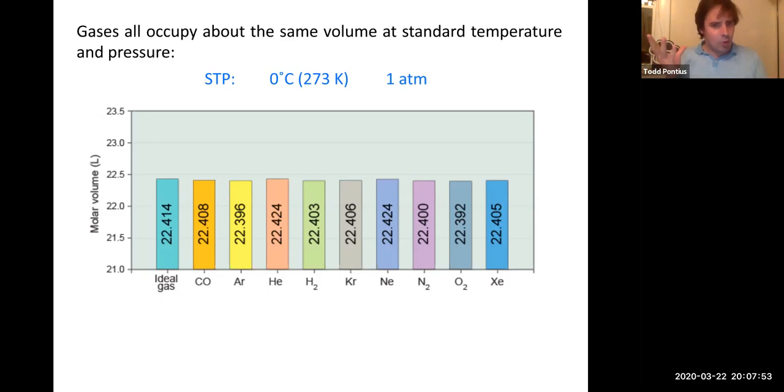So here we have a whole bunch of different gases. We've got carbon monoxide and argon and helium and hydrogen and krypton and neon and nitrogen and oxygen and xenon. And notice that they're all about 22.4, give or take, liters under these standard conditions, 0 degrees Celsius and 1 atmosphere. So this works pretty well for most ideal gases. And we'll discuss again in a little bit that sometimes these gases do deviate from ideal behavior.